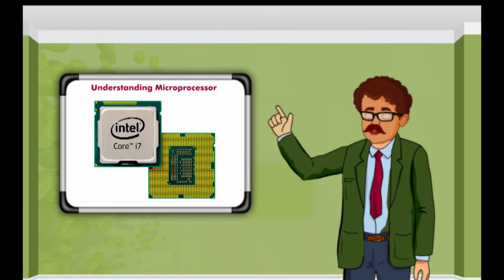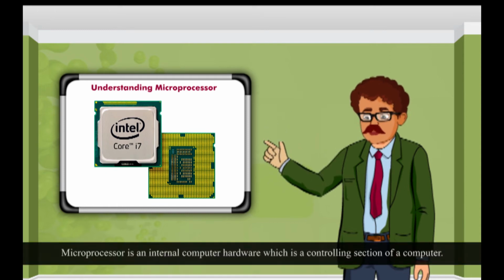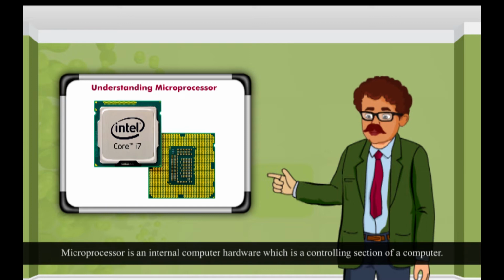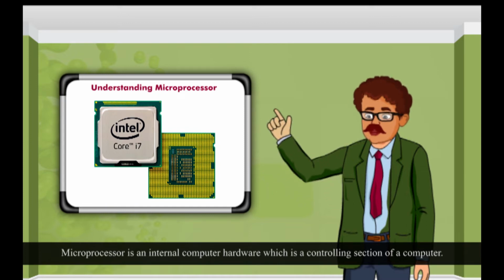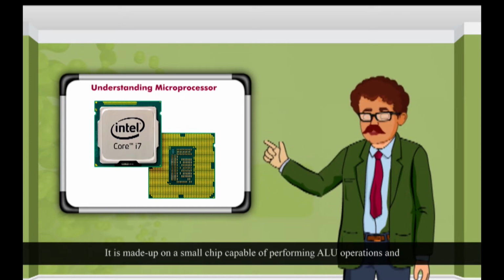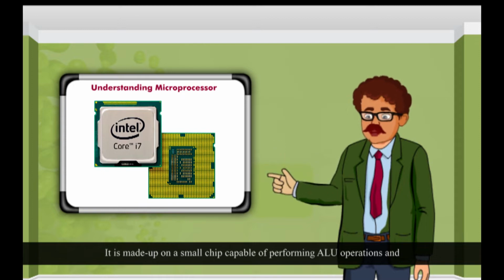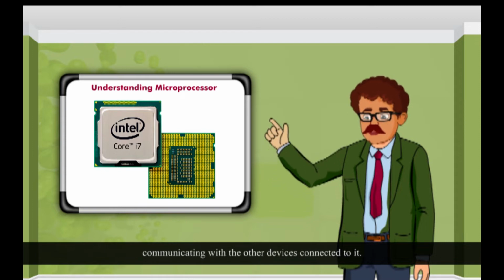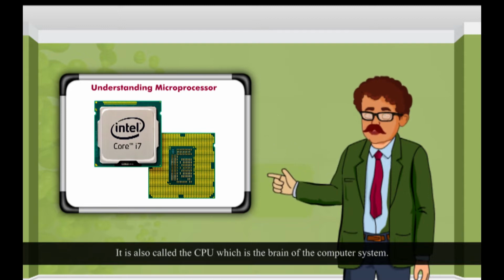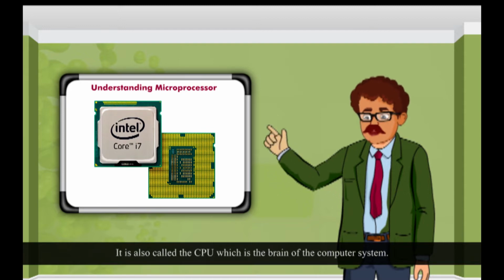Understanding the microprocessor. The microprocessor is an internal computer hardware which is the controlling section of a computer. It is made up on a small chip capable of performing ALU operations and communicating with the other devices connected to it. It is also called the CPU, which is the brain of the computer system.